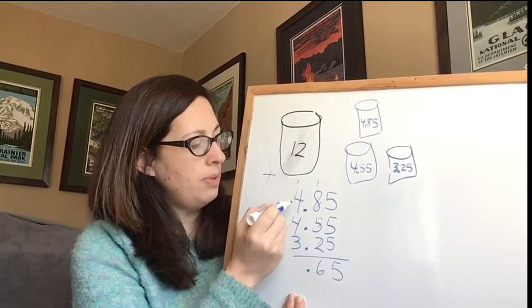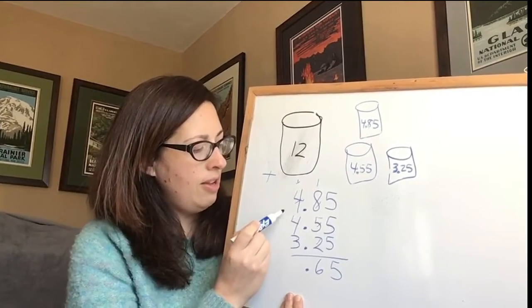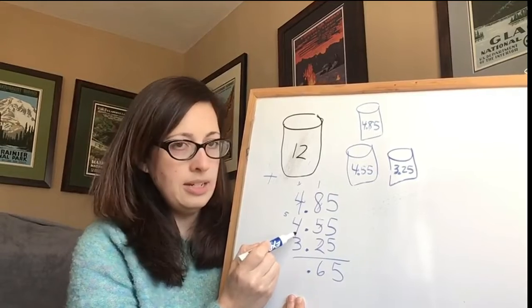So now I have 1 plus 4 plus 4 plus 3. Well, 1 plus 4 is 5. 5 plus 4 is 9.